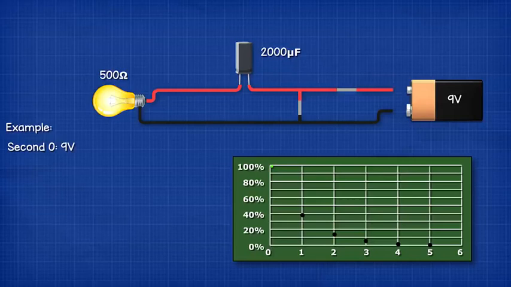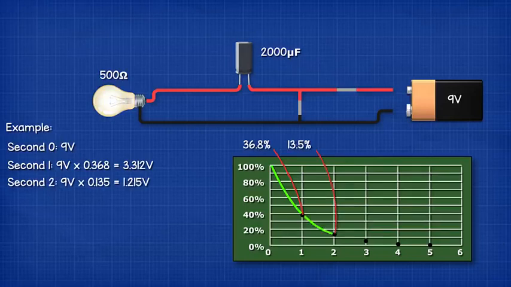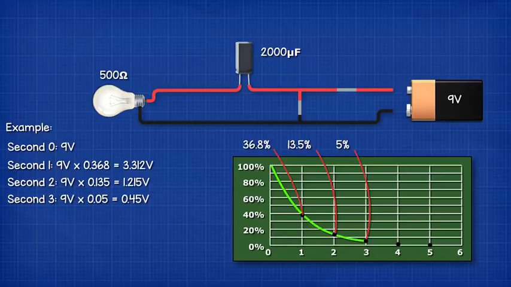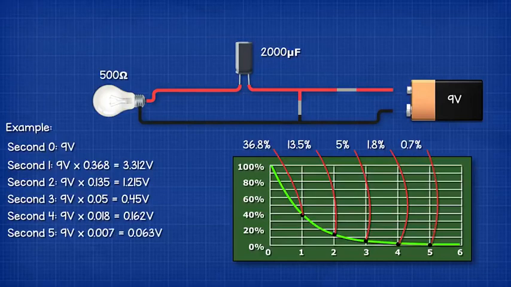After one time constant, in this case 1 second, the voltage will be 36.8%, which is 3.312 volts. At 2 seconds, it's 1.215 volts. At 3 seconds, it's 0.45 volts. At 4 seconds, it's 0.162 volts. And at 5 seconds, it's 0.063 volts. So the lamp will be illuminated for just under 3 seconds. Obviously, this will become dimmer towards the end of the 3 seconds.